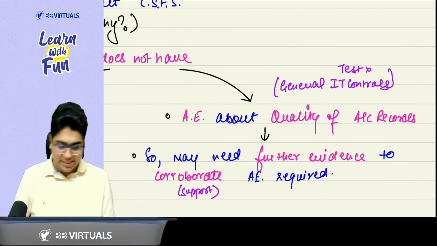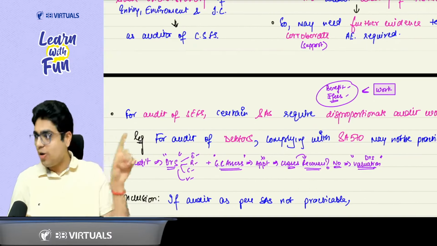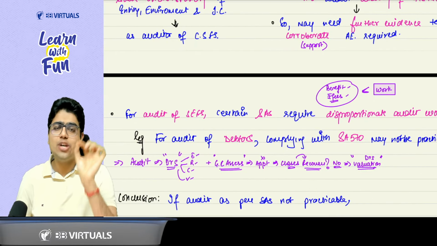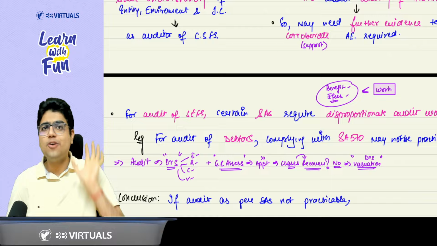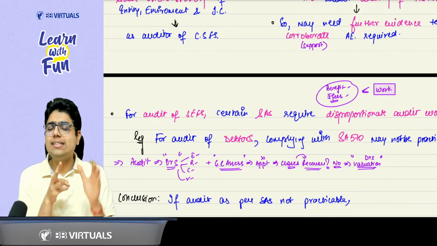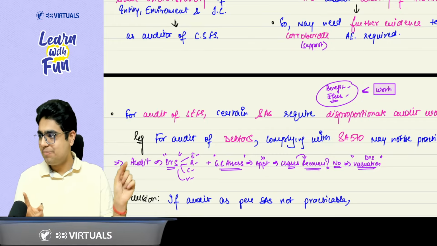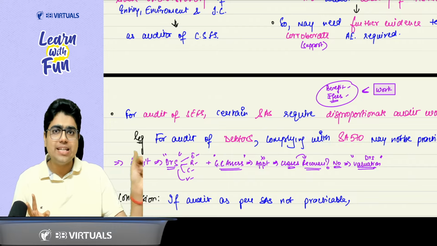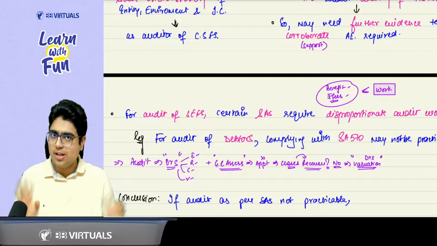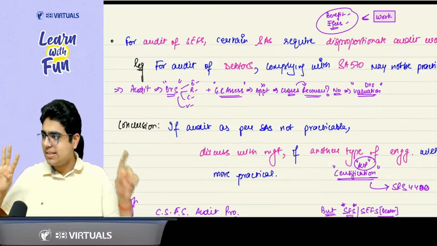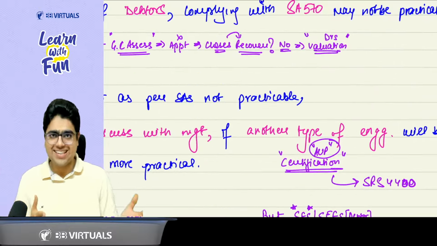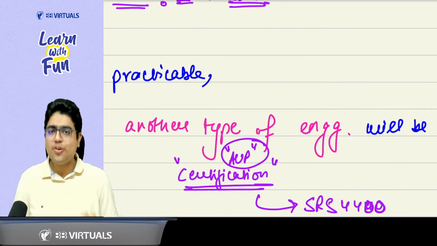Now comes the third stage. Third stage says that if you are auditing a SEFS, that means specific element of financial statement, certain SAs require disproportionate audit work. They require disproportionate audit work. Example, audit of debtors, you need to comply with SA 570, which may not be practicable. So if you think that is not practicable, discuss with the management. Let's do something else. Instead of audit, let's try some another type of engagement. You got the point or not?